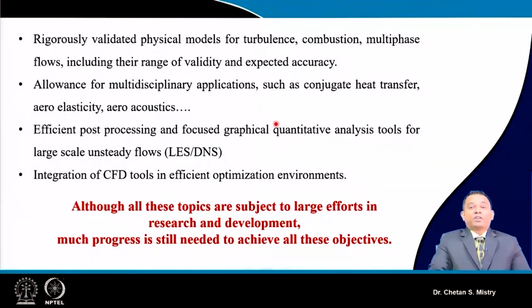People are demanding CFD as an optimizing tool. So that's the next challenge for the coders or, say, commercial package developers. Companies are working on these aspects. Many companies have their own optimization tool which helps them to reduce the number of iterations. So all these topics are subject to large efforts in terms of research and development activities. Much progress is still needed in order to meet all these objectives and requirements.